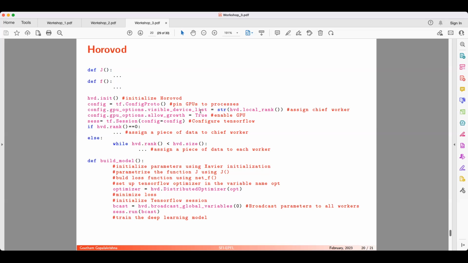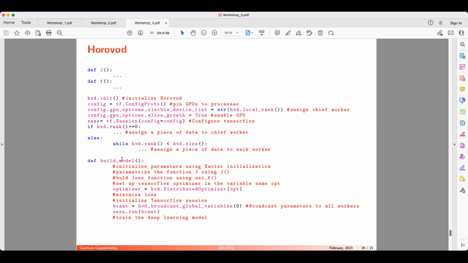Now, the way it works is there is a chief worker and there are other workers. You just take the local rank of your cluster and assign it to be the chief worker. If it's not the chief worker, then assign a piece of data to each worker. You first assign a piece of data to the chief worker, and then to the other workers. But it's important to know who the chief worker is in order to have better communication across cores.